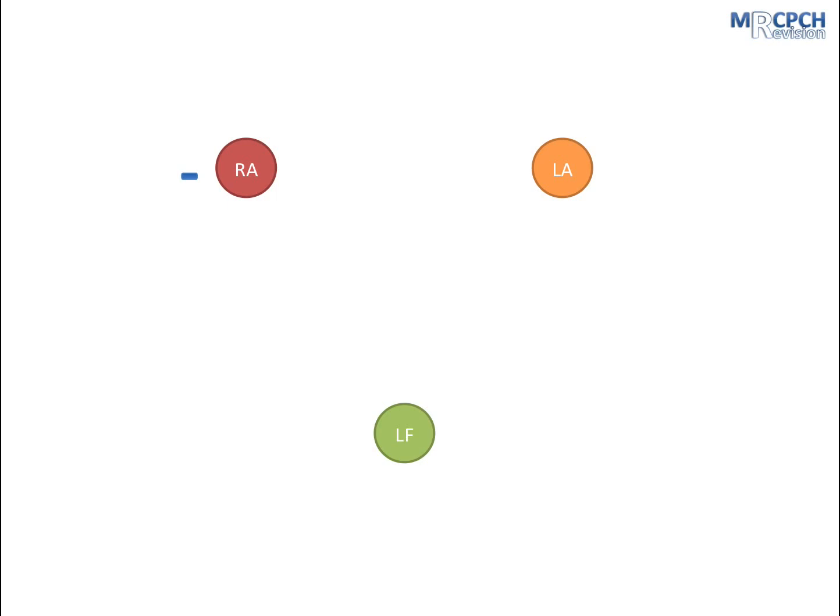If we're interested in detecting electricity flowing towards the left arm, let's make that the positive terminal. So to detect this, we take the signal that is detected in the left arm and we subtract the signal detected in the right arm. This gives us lead 1.